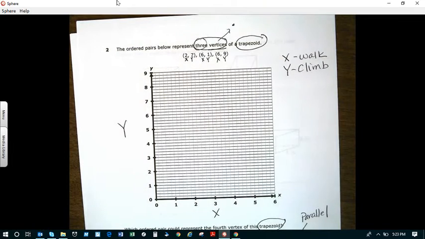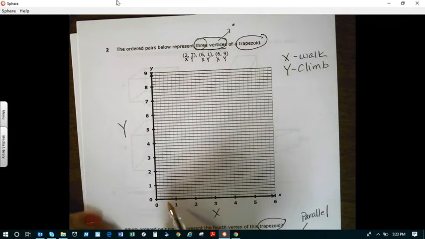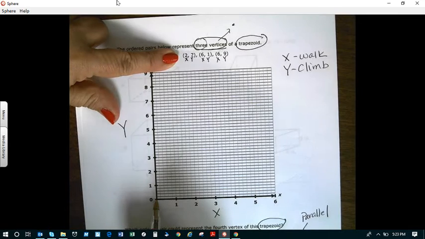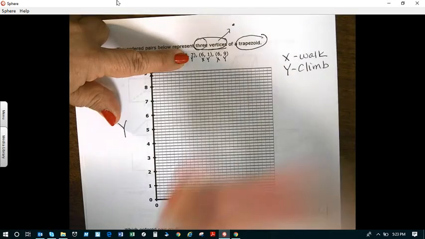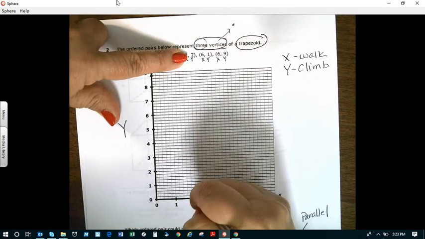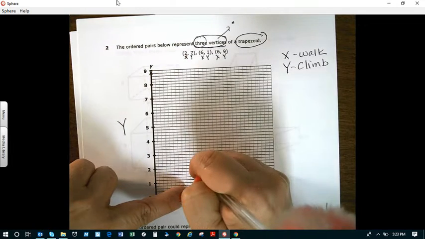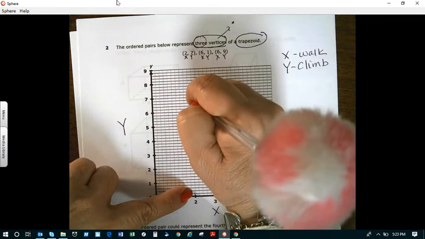I'm done. That took what, less than 12 seconds, 10 seconds? Wasn't very long. Now I'm ready to plot. I'm going to go to my point of origin. I'm walking over 2, and I'm going to climb 7. So here is my 2, and I'm at my 7.